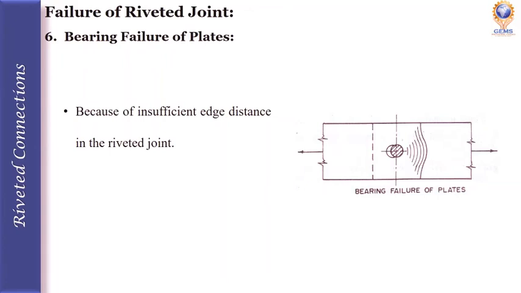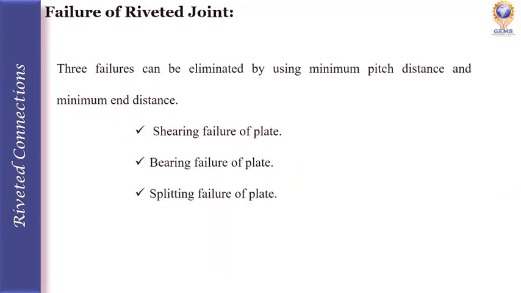These are the failures of riveted joint. In these failures of riveted joint, three failures can be eliminated by using minimum pitch distance and minimum end distance. Those three failures are shearing failure of plate, bearing failure of plate, and splitting or cracking failure of the plate. These three failures can be eliminated by using minimum pitch distance and minimum end distance.